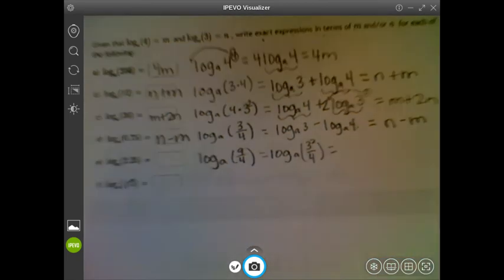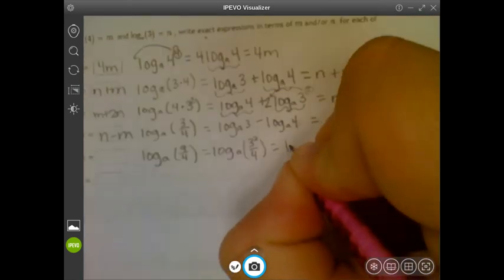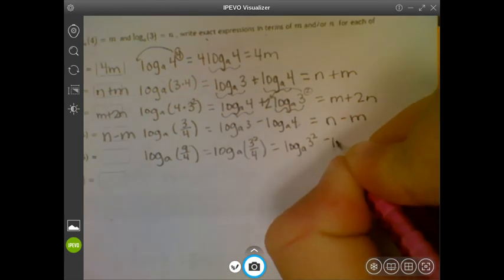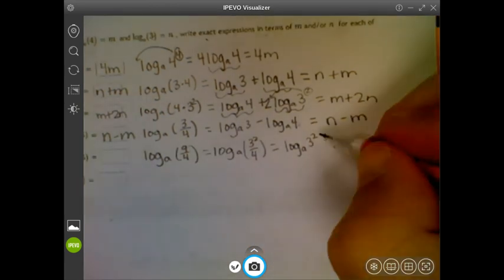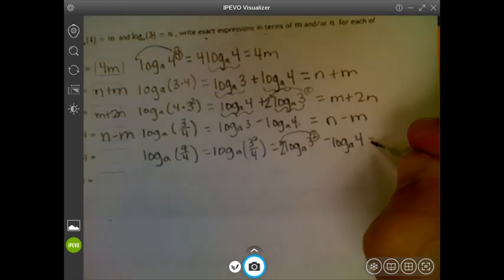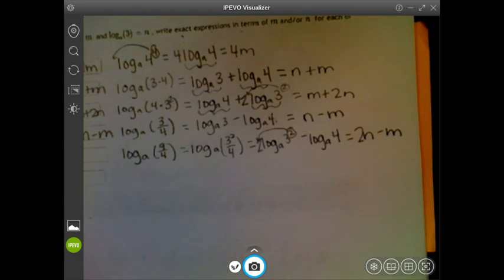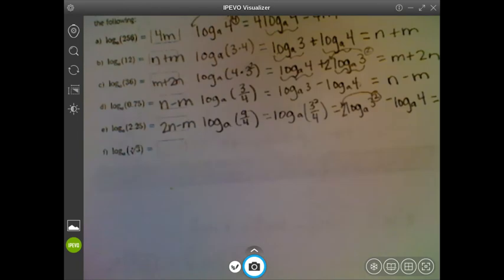And then you can go ahead and expand and apply those properties. So this would be log base a of 3 squared minus log base a of 4. And the power here will drop to the front, so you'll have a 2 in front of that. So that would then change to 2n minus m. 2n minus m. So that would be what that log is equal to.